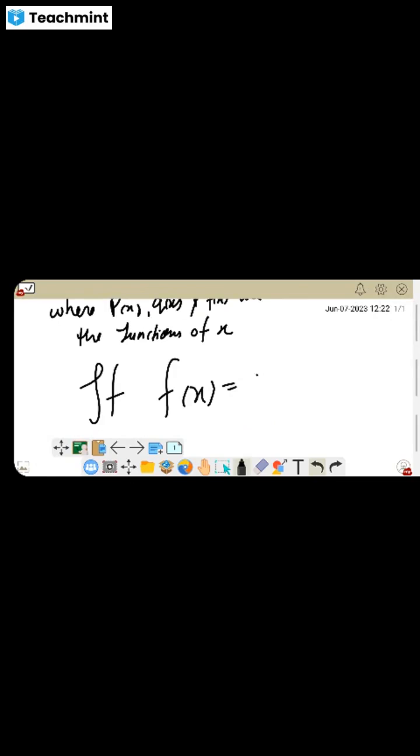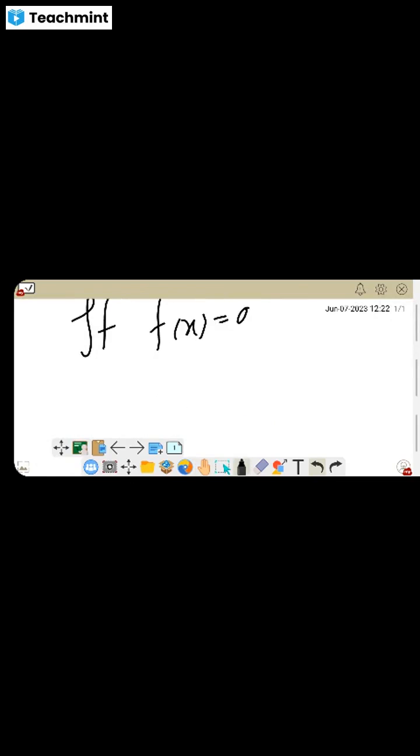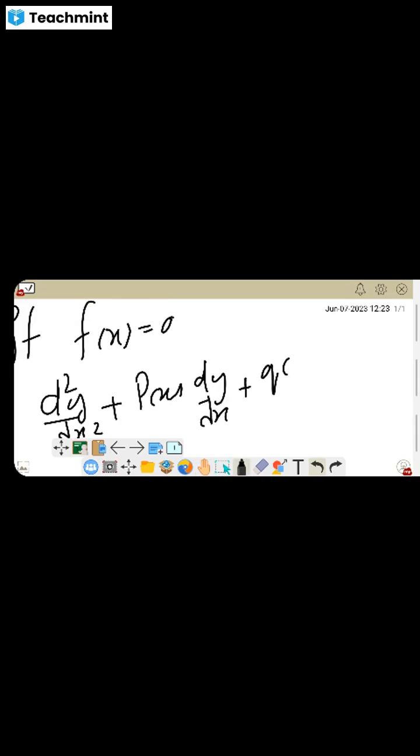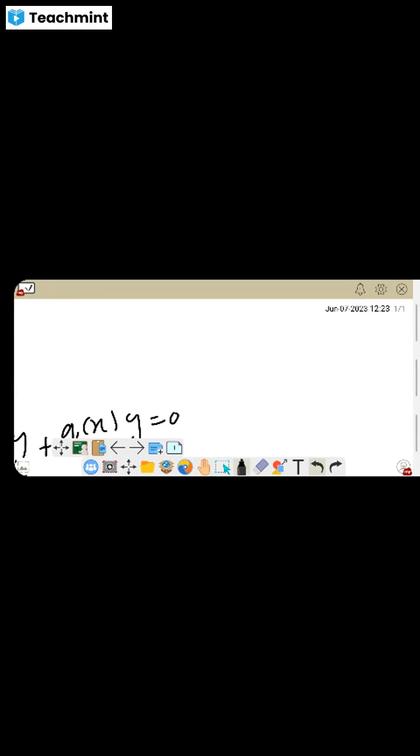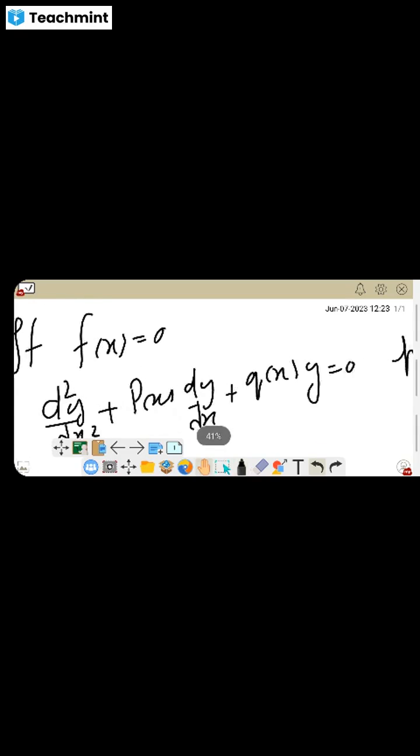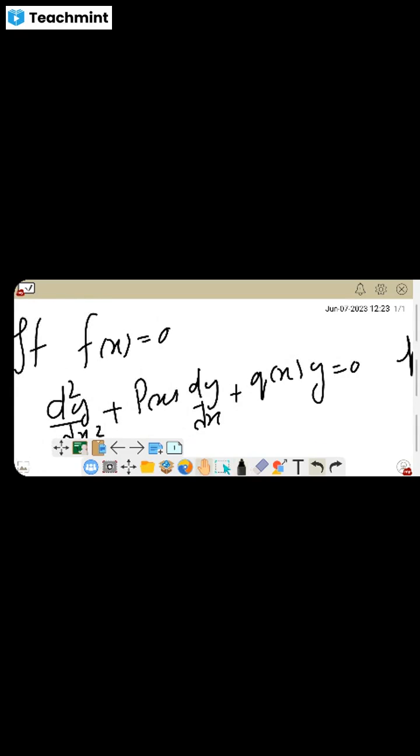If f x is equal to 0, then this form of the equation, d square y over dx square plus p x dy over dx plus q x y is equal to 0, is homogeneous. Now, for the differential equation, we need to find the solution. Yes, ma'am.